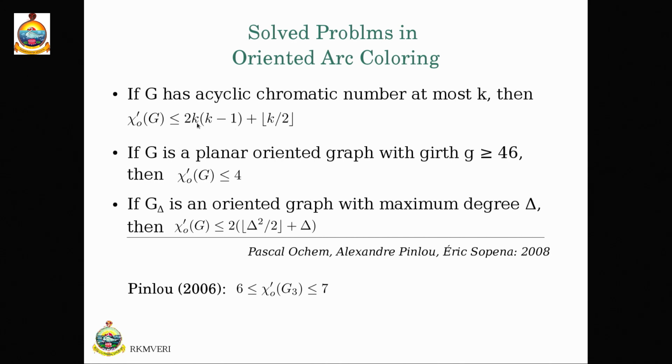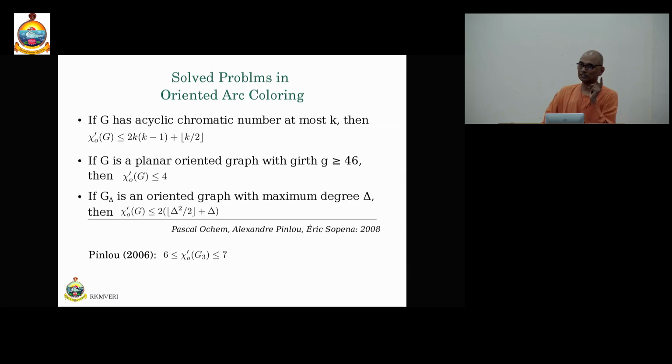And if you a priori know the acyclic chromatic number, then this result by Ockham, Pinlow and Eric says that it is bounded above by 2k into k minus 1 plus the k by 2, and this cannot be improved. Everything has been done to this upper bound, nothing can be done more. So you can ask, now that if G is a planar graph, acyclic chromatic number happens to be 5, while the chromatic number is 4. So you can put 5 and then see how much it comes to. 2 5s are 10, 4s are 40 minus 2, it will be 38. So it will be bounded above by 38 chromatic index.